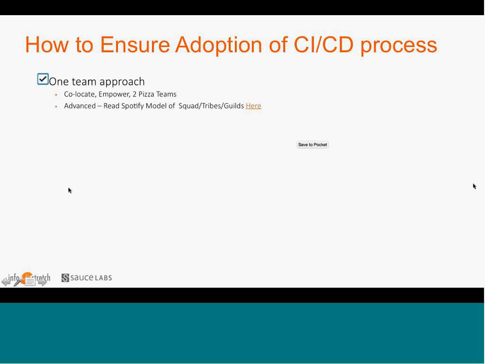It is a one-team approach. You can co-locate and empower, as if you have two-pizza teams, right? So a team is one that can be fed by two pizzas. A very good approach is the agility model that Spotify has implemented: the squad, tribe, guild, and chapter approach, where they have created squads and empowered those small squads to function as a small scrum team or a small startup that can make their own informed decisions rather than depending on different stakeholders.